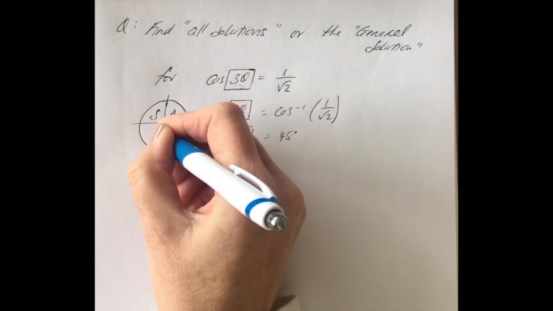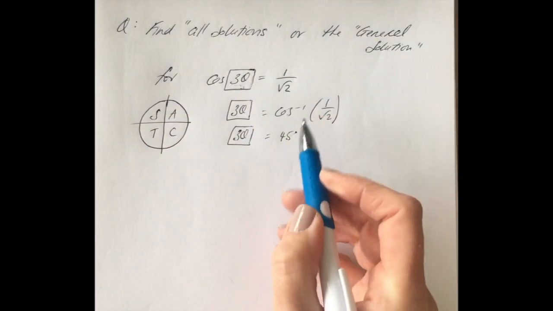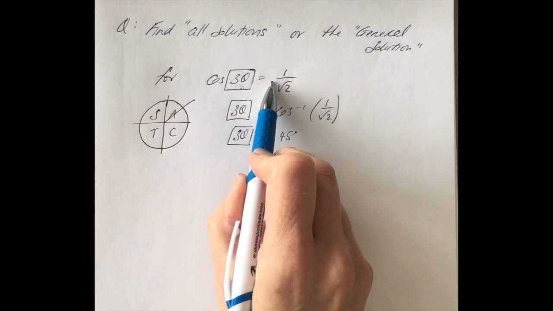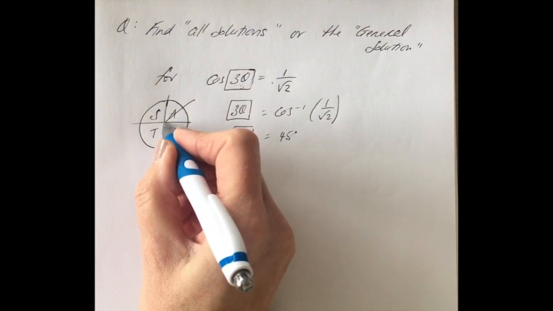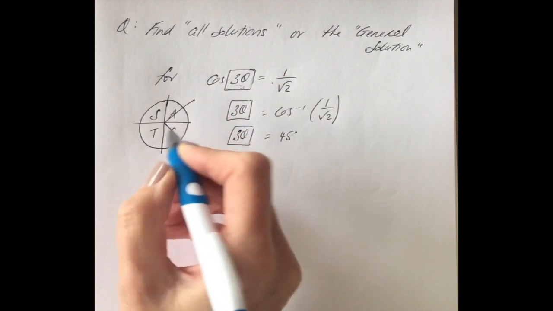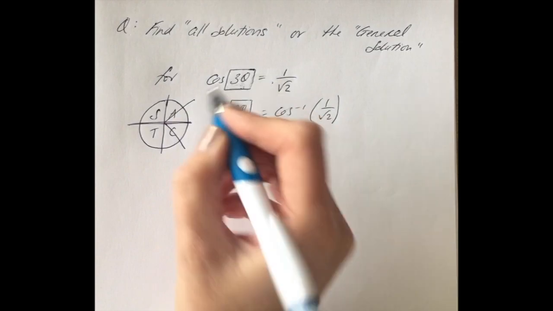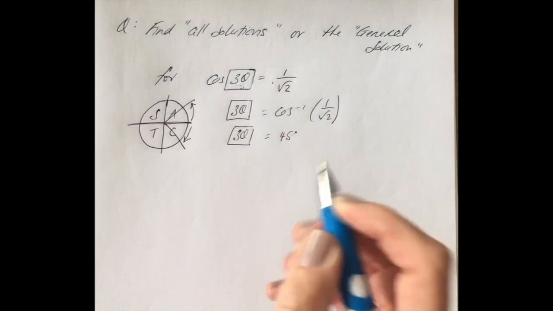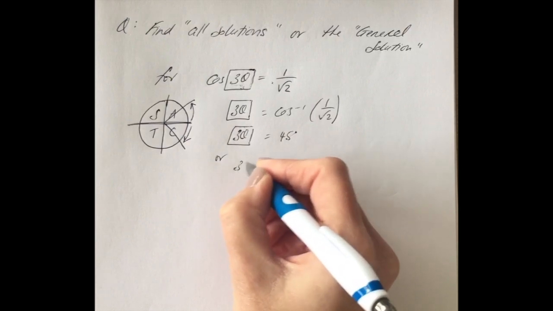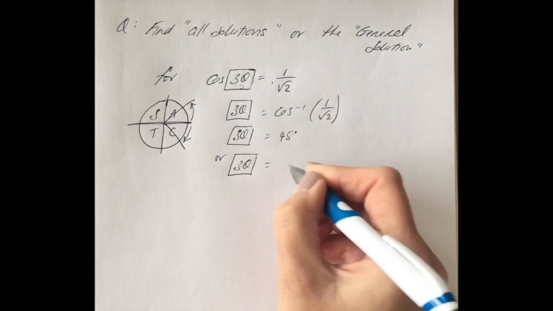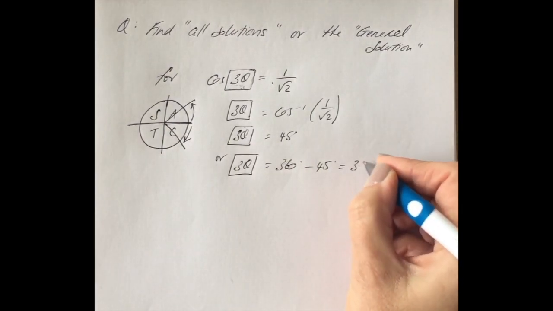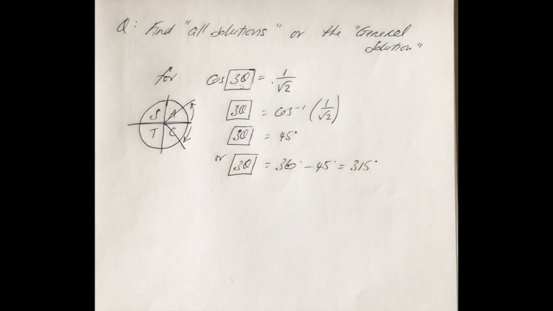Let's consider it. 45 degrees is obviously here in the first quadrant. That makes sense because we have a positive result here. The other place cos is going to be positive is, of course, in the 4th quadrant, the C. Analysing our spacing, if that's 45 degrees up, that's 45 degrees down. So the other solution is 360 take away 45, which is 315 degrees.